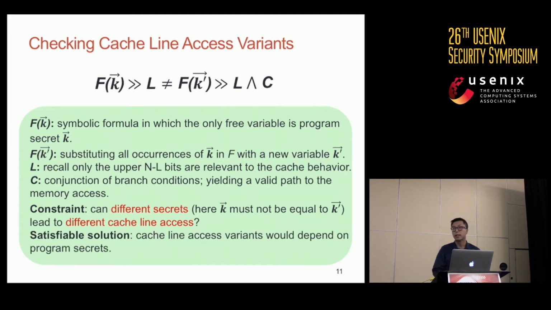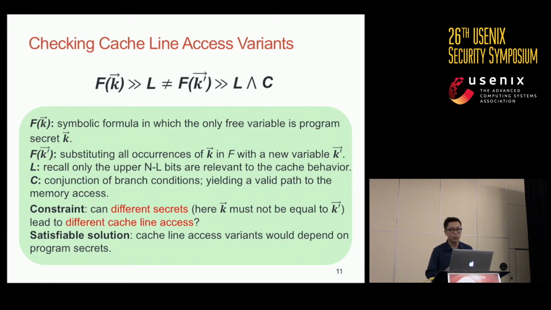If the answer is yes, which means we will have some so-called satisfiable solution for this constraint, it means that the cache line access here actually depends on the program secret. So in other words, by observing the access of different cache lines, it is possible for the attacker to infer certain secret information from the running process.